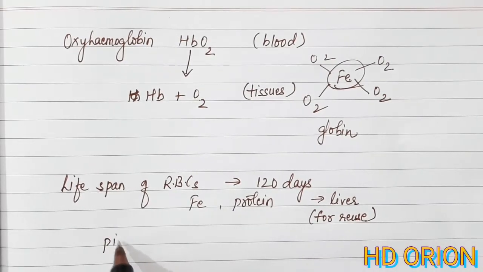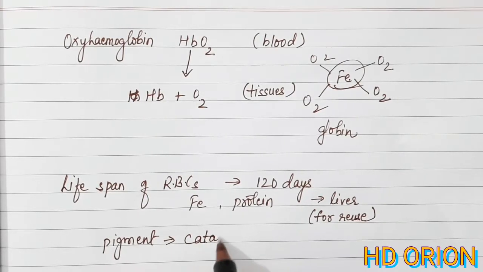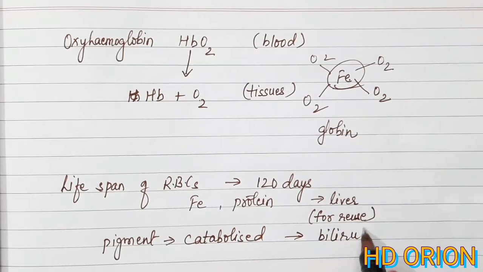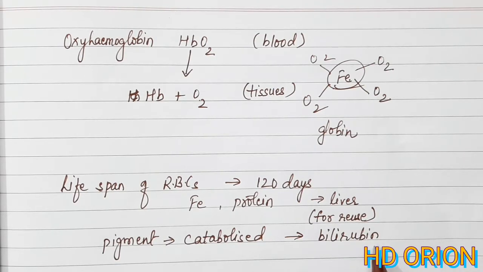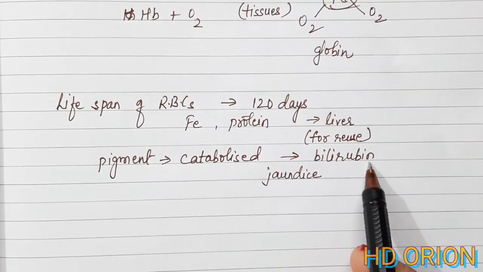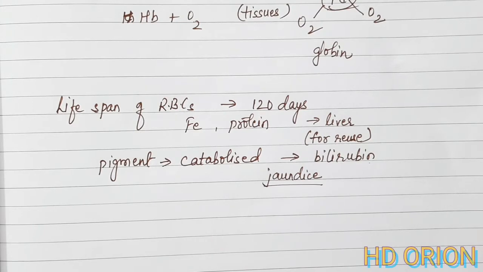But the pigment part will be catabolized to form bilirubin, and this bilirubin is a waste. This is a part of the bile juice which gets added into the digestive material, and then it is removed out of the body. So if the liver is unable to process bilirubin properly, then the body suffers from a condition called jaundice. So the hemoglobin breaks up to form this bilirubin, which is a yellow colored substance, which if it is not removed from the body, the patient suffers from jaundice.